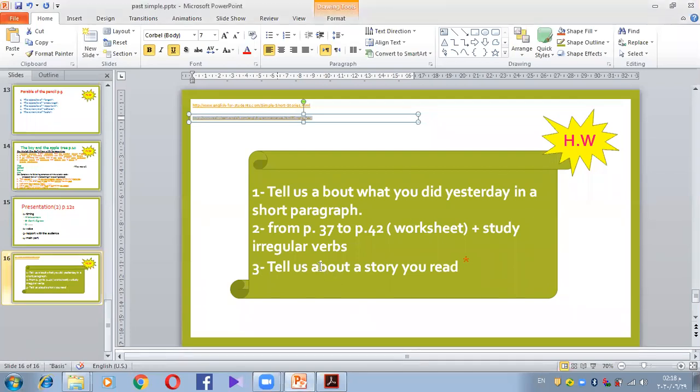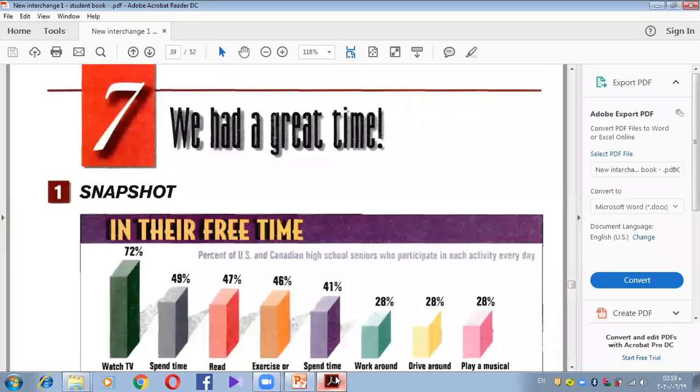So tell us about a story, not from this website. I mean any story that you know, you can read, make a short story and tell us about it next time. If you don't know how to get a story, you can use these websites. They are going to be very helpful for you. Okay, very good.